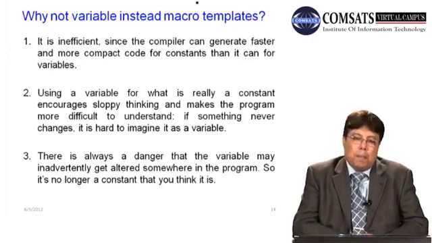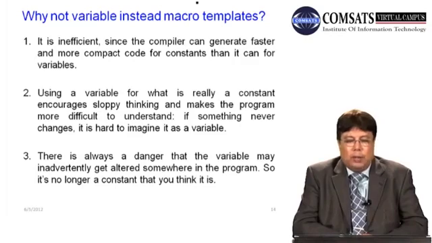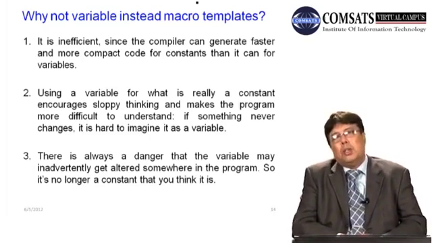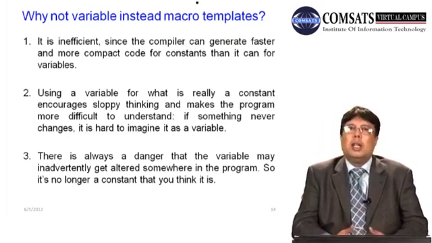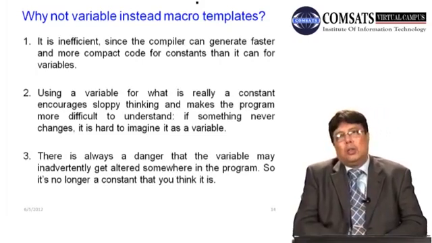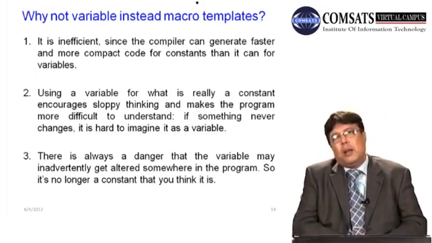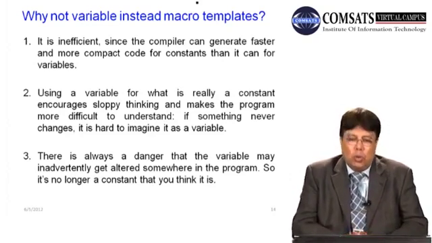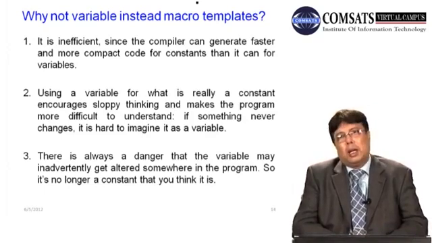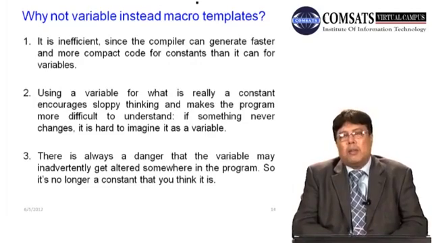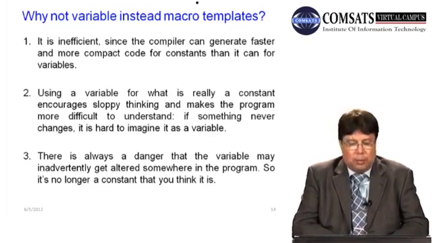Second argument: using a variable for what is really a constant encourages sloppy thinking. क्या मतलब इसका? कि भाई जो एक कांस्टेंट है उसको कांस्टेंट ही रहने दें. जब किसी कांस्टेंट को एक वेरिएबल नेम असाइन कर दे तो वेरिएबल का मतलब है कि it should vary, but the data is constant. So एक कांस्टेंट के लिए वेरिएबल को यूज करना is really a sloppy thinking. So we discourage to use a variable for the data which is basically a constant data.